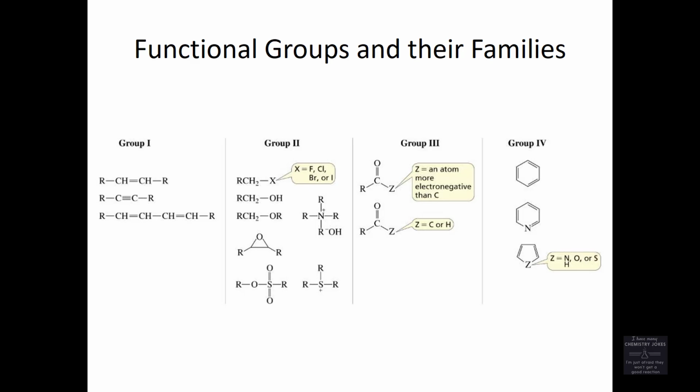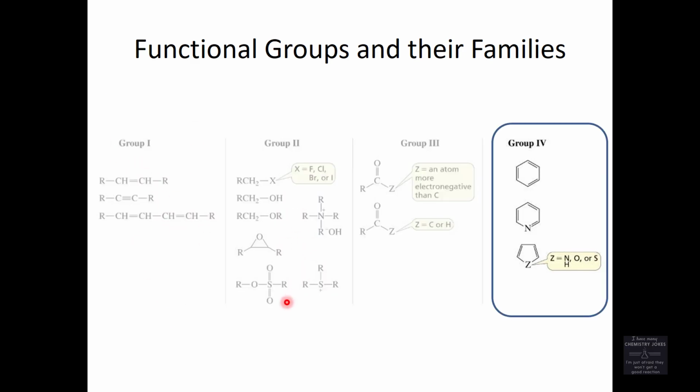So we are moving on to the next topic. We've talked about group 1. We've talked about group 2. It's time to focus on group 4. We're skipping group 3. We'll talk about those later. But we're moving on to group 4.